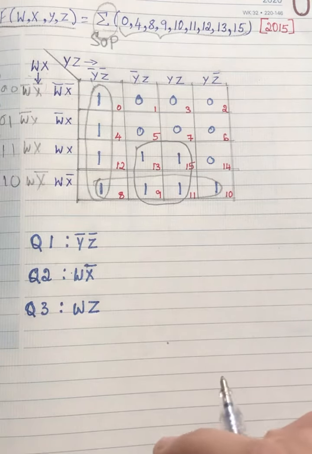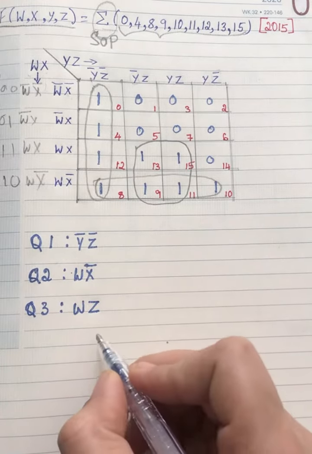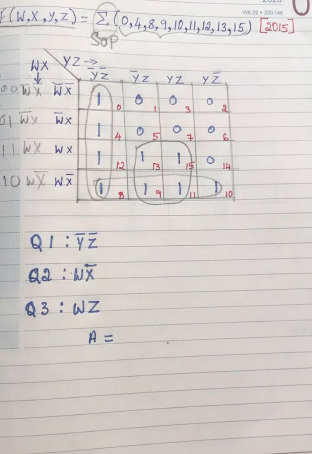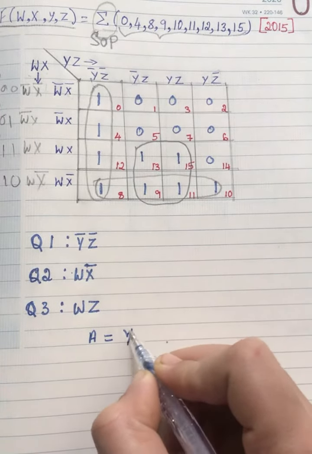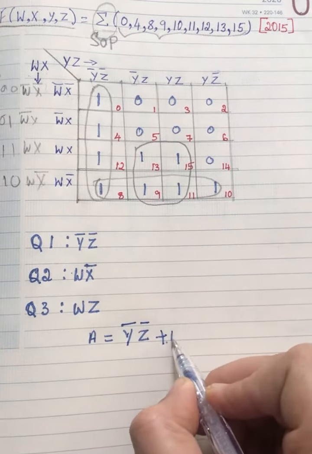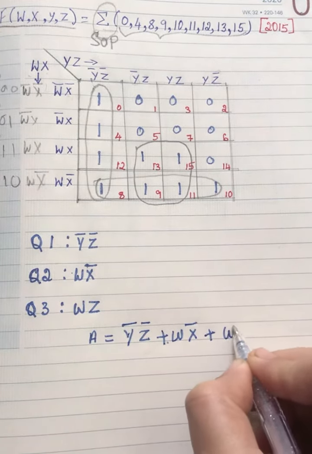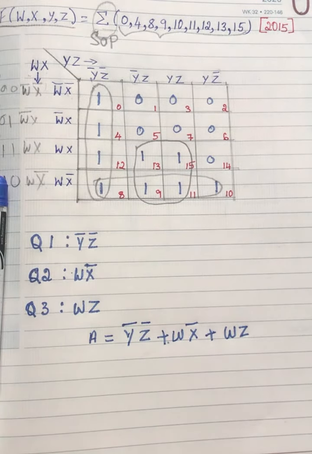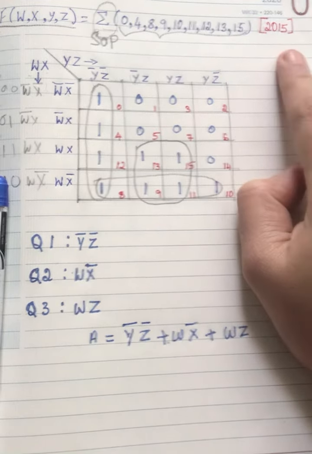Next you are going to write the simplified expression. To write this, consider I am going to take A as the whole expression. So I need to write this particular term. Take the first quad 1, Y bar Z bar, plus the next one W x bar, plus the next one W and Z. So this is the expression. This is how we are going to solve the K-map problem. This is the 2015 question paper problem I have solved.